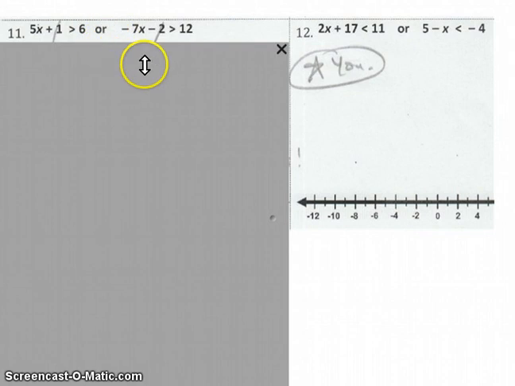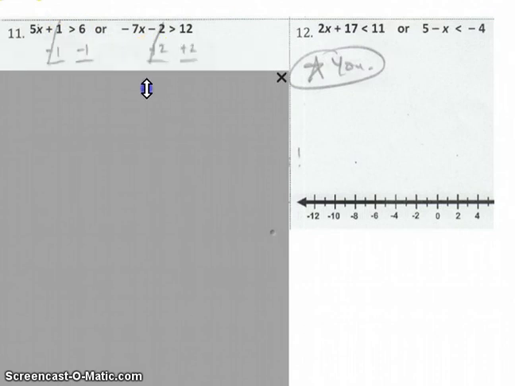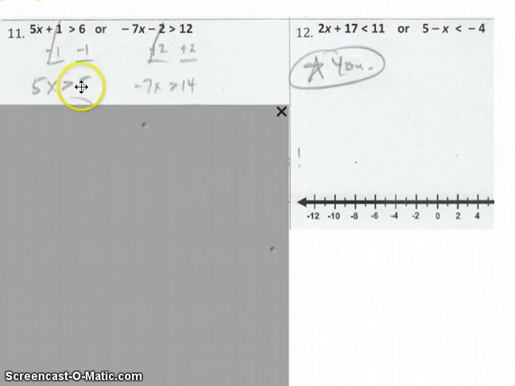That means I've got 2 different inequalities to solve, 2 different problems. I've got to figure out what the story is for x on the left, and what the story is for x on the right. It's just twice as much work, but it's the same kind of work. On the left, I subtract 1 away, and on the right, I add 2 to both sides. So on the left, I'm left with 5x and 5.